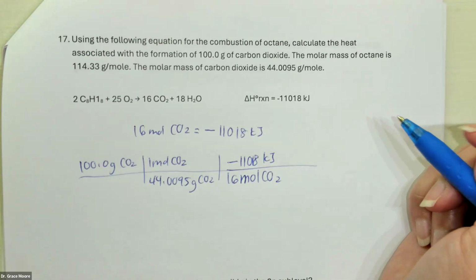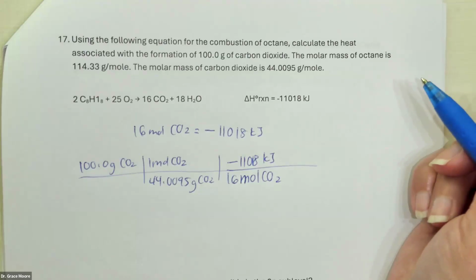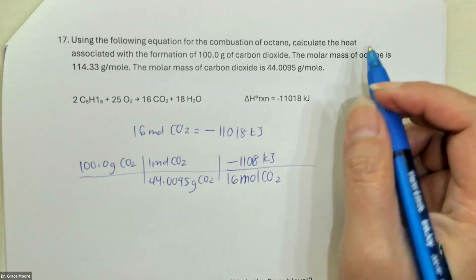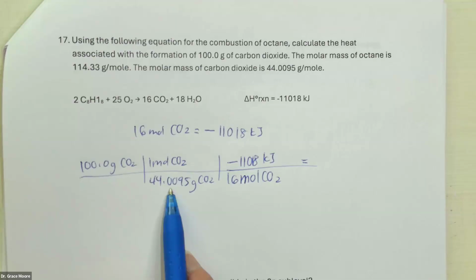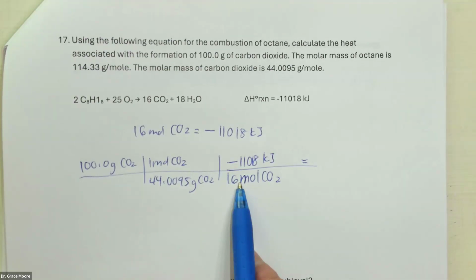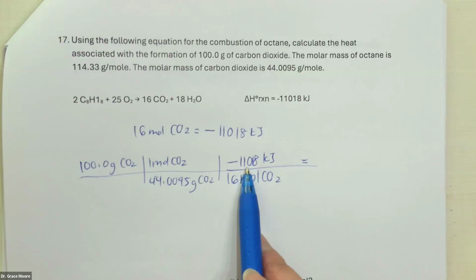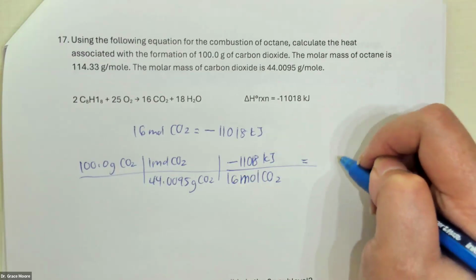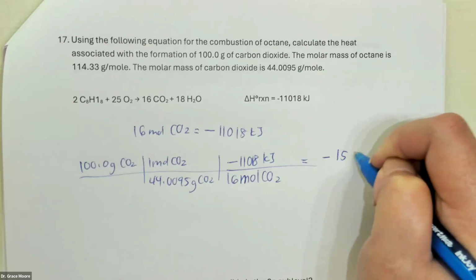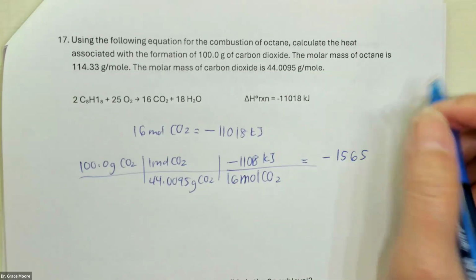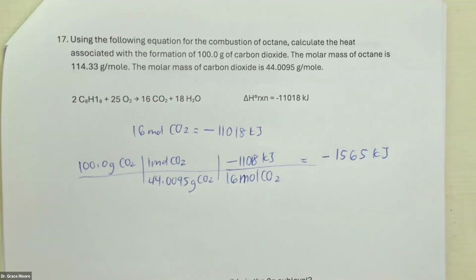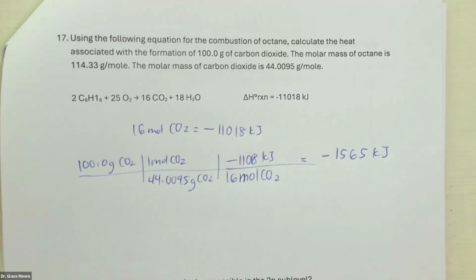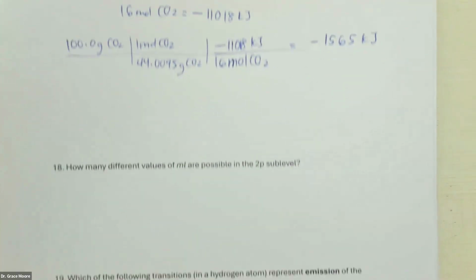And calculate the heat and keep it in kilojoules. That should give us the answer. So you take 100 divided by 44.0095 divided by 16 times negative 11018, and you get negative 1565 kilojoules. Okay, let's keep going.